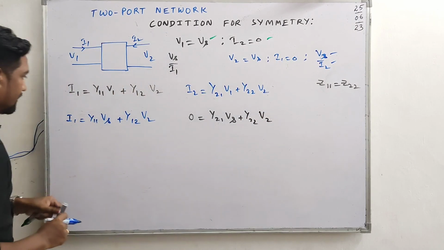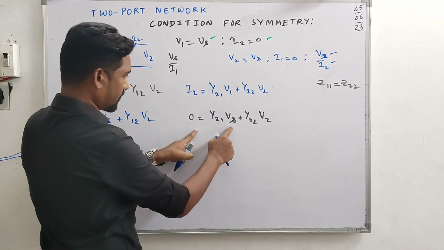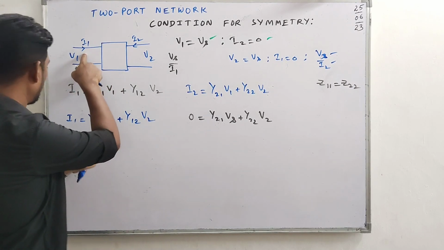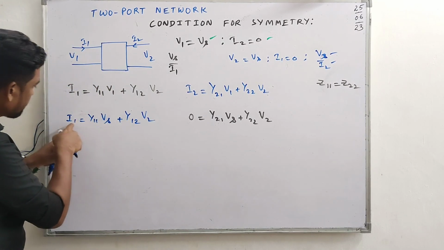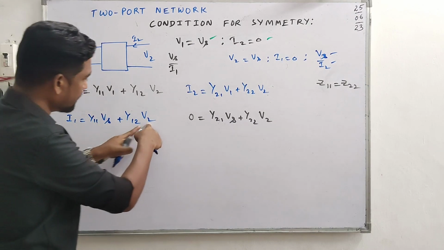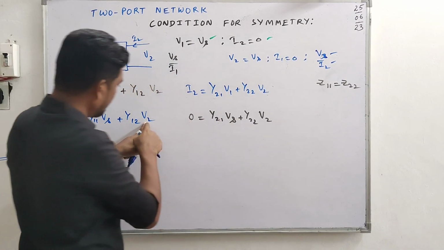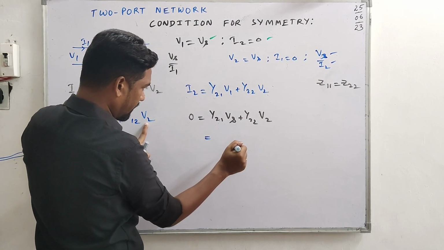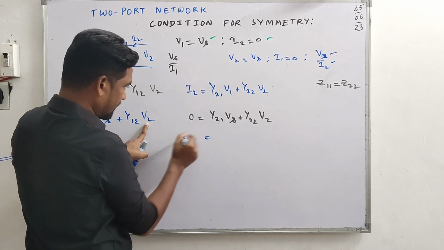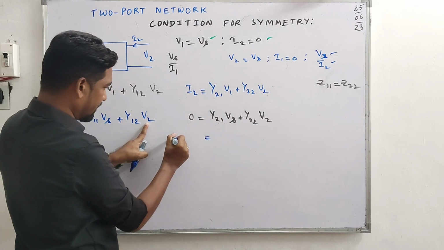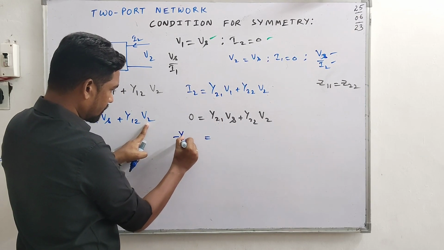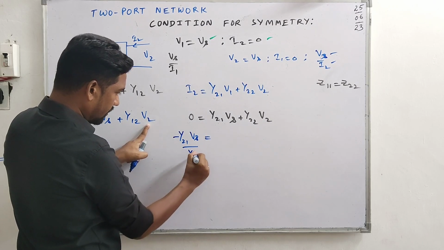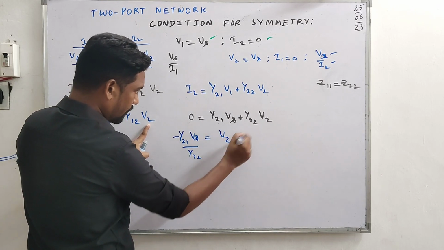y2 as it is. From this expression, to calculate the input impedance over this side, what ratio do we need? Vs upon I1. V2 has to be eliminated, so we'll have to find V2 from here. From this expression, what do we have? It's positive, but dragging it to this side it will be negative: negative y21 into Vs upon y22, which equals V2.